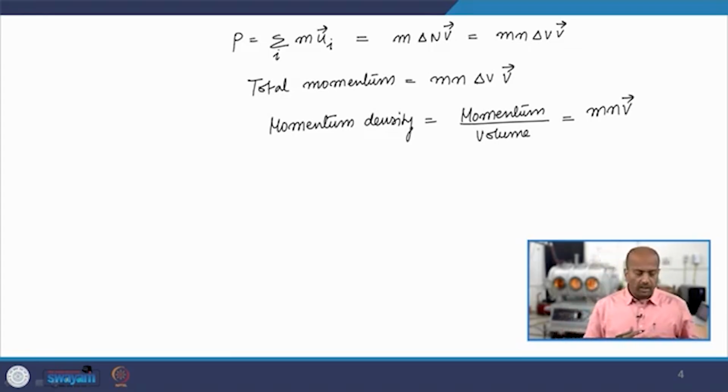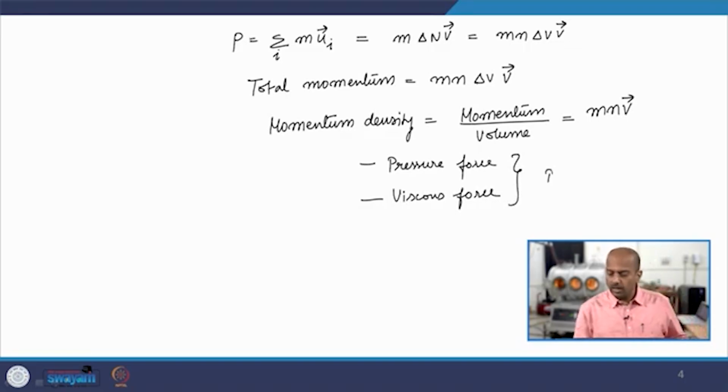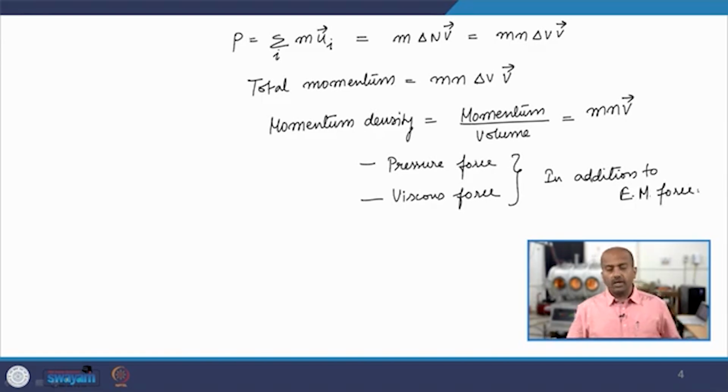So, in addition to the electromagnetic force, when plasma is considered as a fluid, it also experiences two additional forces, which are called as the pressure force and viscous force. So, these two forces are in addition to electromagnetic force. As long as we have considered plasma as a particle, we do not have to deal with this type of additional forces, because it is only the particle, right.